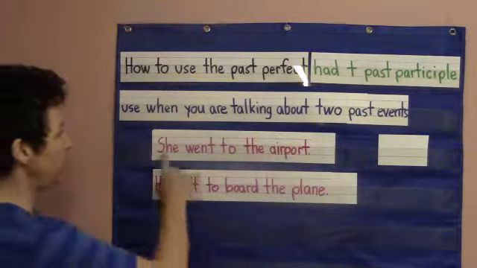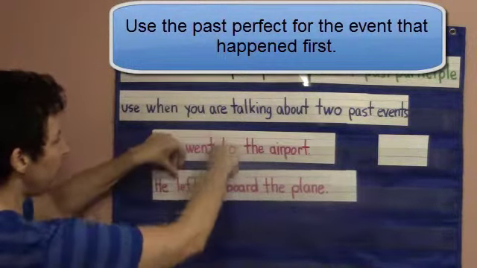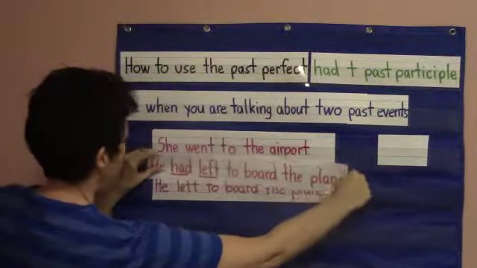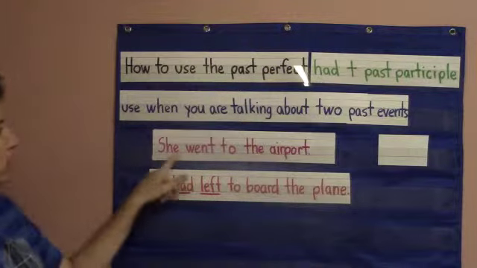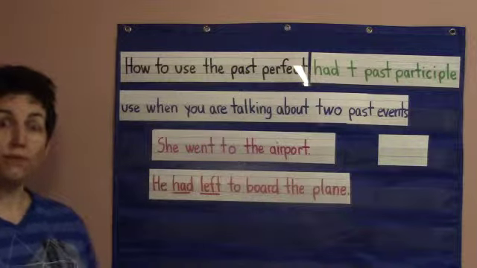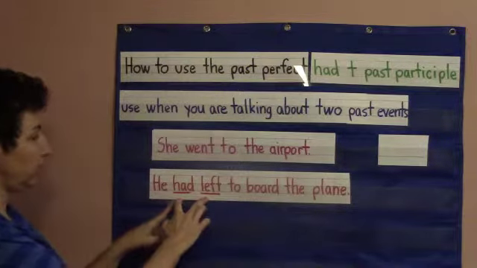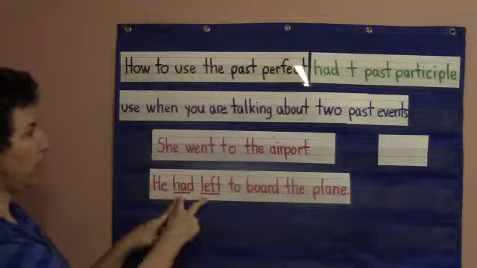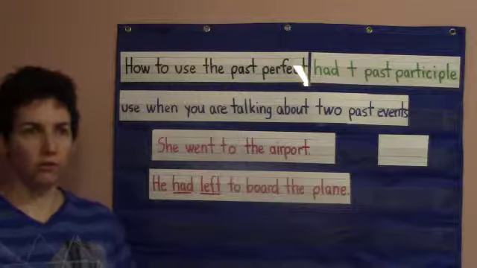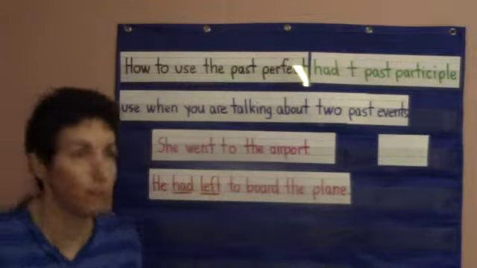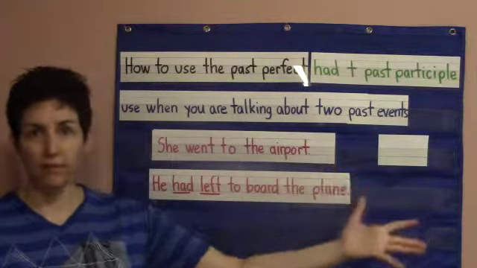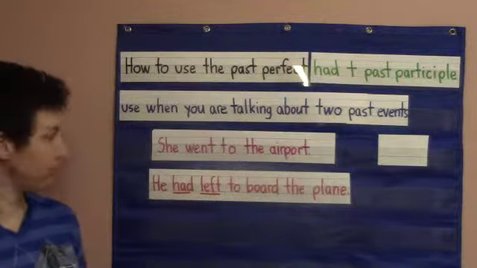So suppose I say, she went to the airport, and then I take my second sentence and I change it to the past perfect. Let's see what happens here. All right, so she went to the airport. He had left to board the plane. So what this tells me is this sentence that's in the past perfect happened before she went to the airport. So in other words, she's driving to the airport, she's running to get there, but she's too late. He has already left the waiting area to go get on the plane.